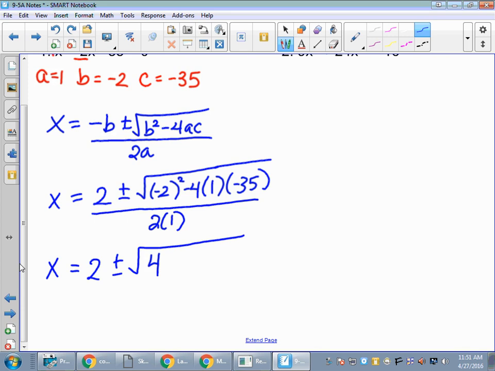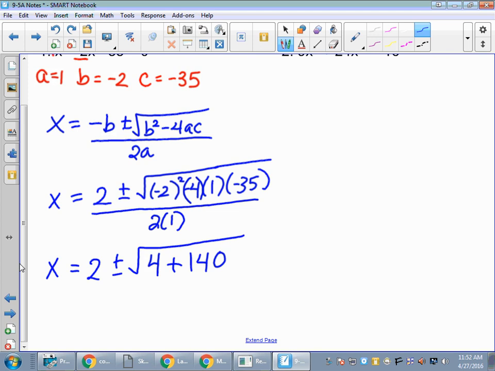And then the next thing I'm going to multiply is the 4 and the 1 and the negative 35. Now when I multiply this, I know it says subtract 4ac, but I like to think of it as negative 4 times A times C. So if you have that, you have a negative times a negative, which is going to become a positive. And so when I multiply 4 times 1 times 35, I get 140.